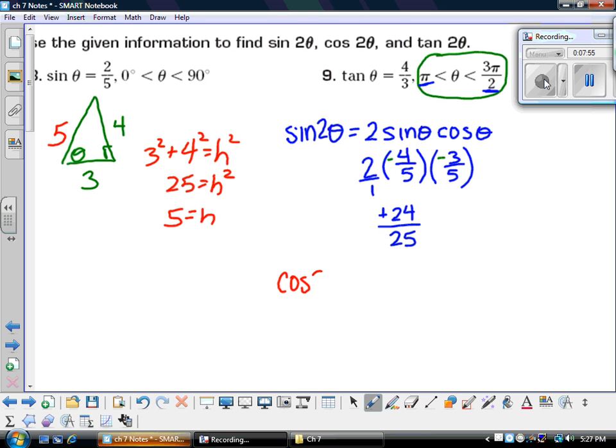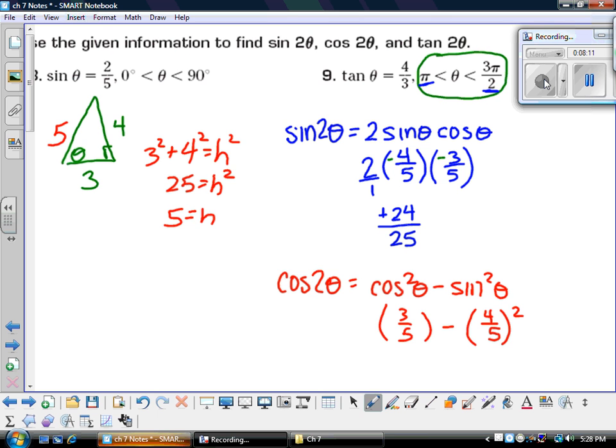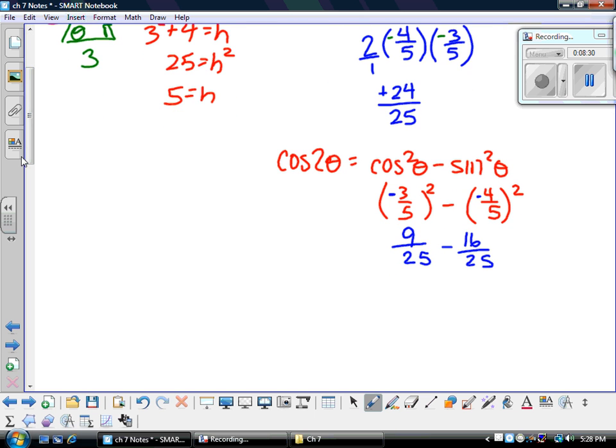Cosine 2 theta. The formula for cosine 2 theta is cosine squared minus sine squared. Using the triangle, cosine is 3/5, sine is 4/5. Now remember, you're in the third quadrant, so everything's negative. We need a negative sign there and a negative sign there. Fortunately, when you square a negative number, it ends up being positive again anyway. So we have 9/25 minus 16/25, which is negative 7/25.